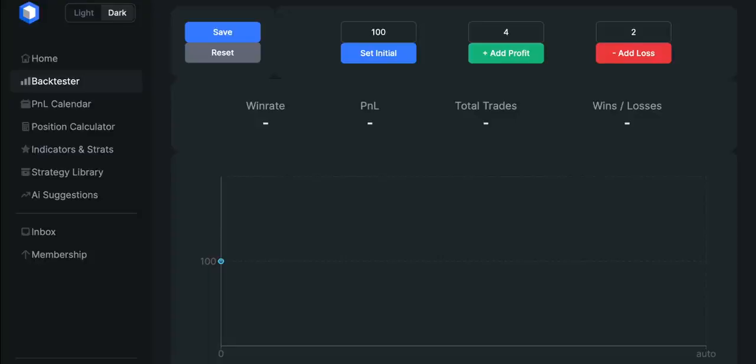We're going to backtest our strategy 100 times and we're going to record our wins and losses on a Trader Edge app. We're also going to set our initial account size at $100 and we're going to be risking 2% of our account per each trade in order to make 4.